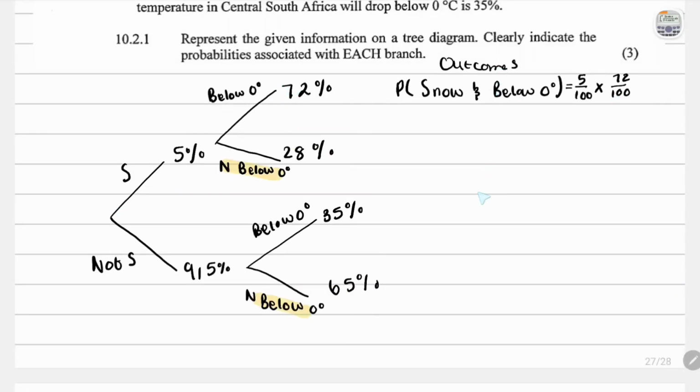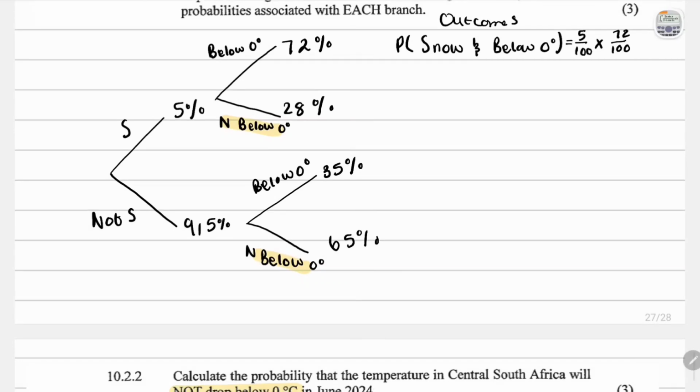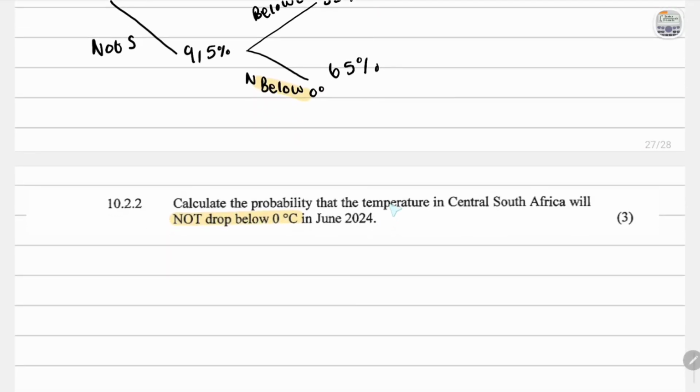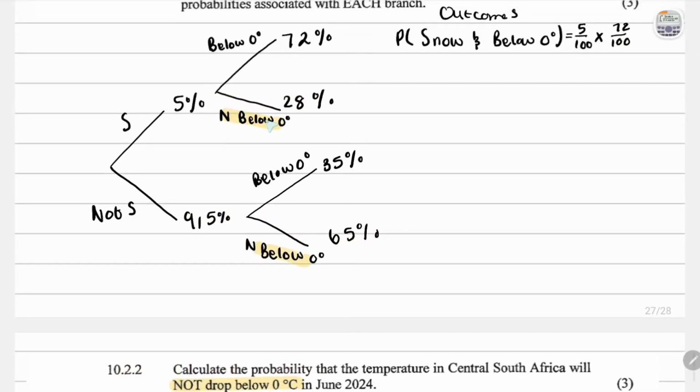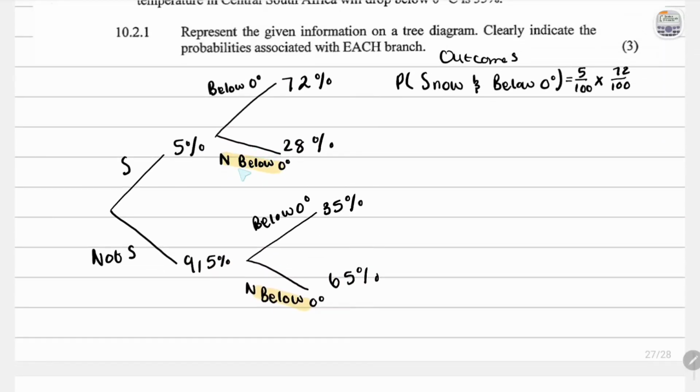Now we could multiply each and every outcome, but let's actually just stick to what they want. They want the probability that it will not drop below 0. So we're only going to look at these ones. So you see this not below 0, it was the result of if it snows, the probability that it will not drop below 0 is 28%. We're going to have to put them together because they had a single outcome. So that is the probability that it snows and the temperature does not drop below 0 degrees. So that will be not below 0.